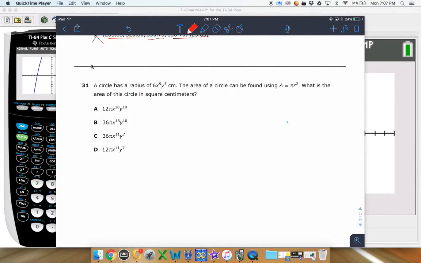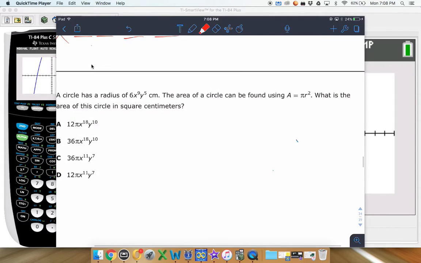Alright, here we go, guys. We got question 31 here. A circle has a radius of 6x to the ninth, y to the fifth centimeters. The area of a circle can be found by using the formula A equals pi r squared. What is the area of a circle in square centimeters here?